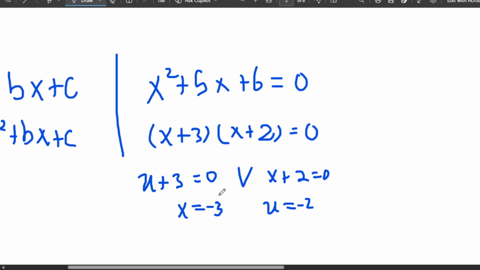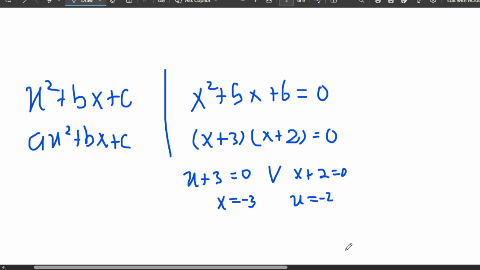If we check, if we put the values inside the quadratic equation, does it equal 0? So if we put in negative 3, we get 9, plus negative 15, and then plus 6. So that would be 0. If we put x equals negative 2, we get positive 4, minus 10, and plus 6. Negative 10 plus 6 is negative 4, plus 4 will be 0. So these are the solutions.